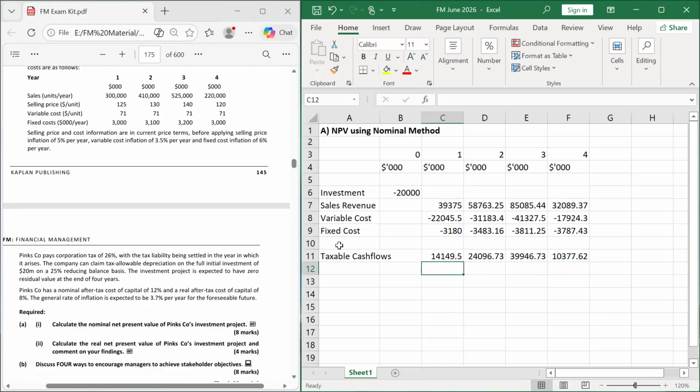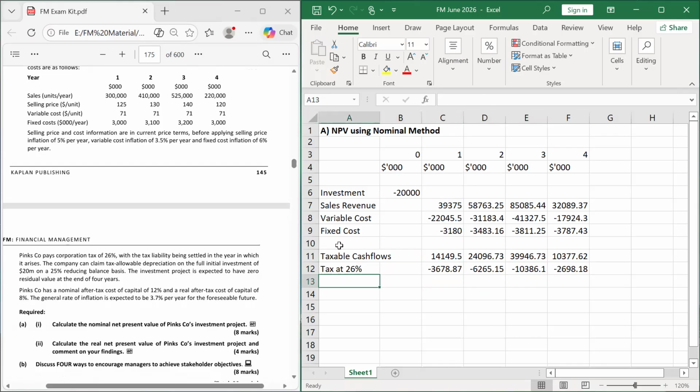Now we have to charge the tax, and the tax rate was 26%. So tax at 26% is equal to negative because tax is a cash outflow, times 0.26, and again I can copy paste the formula. So this is going to give me the tax figures for each year.